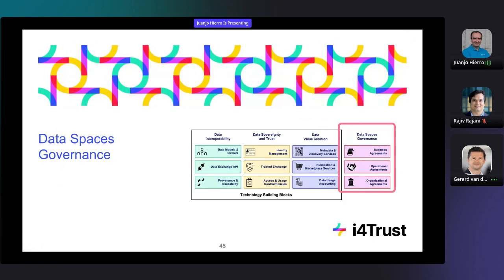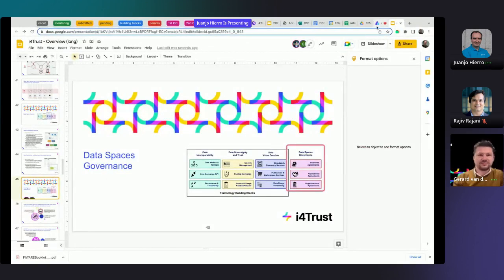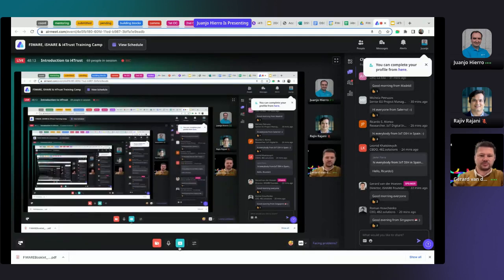Let's talk now about data space governance. For that, I understand either you, Rajiv, or Gerard will take care, and I will be stopping sharing the presentation. Yes, it didn't go well the first round, so I'll take the next round.